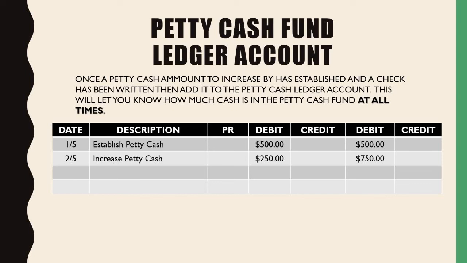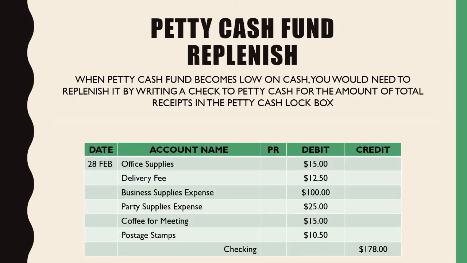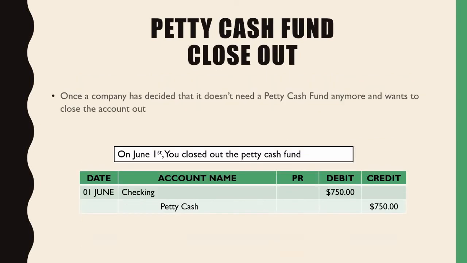Now that's just to increase the petty cash drawer. Once again, that is not how we take money out or put money back into the petty cash drawer. This is to increase the amount that's in the actual drawer. Then you go through the transactions again, and in this case I have all these receipts, and I'm going to put $178 back into the petty cash drawer.